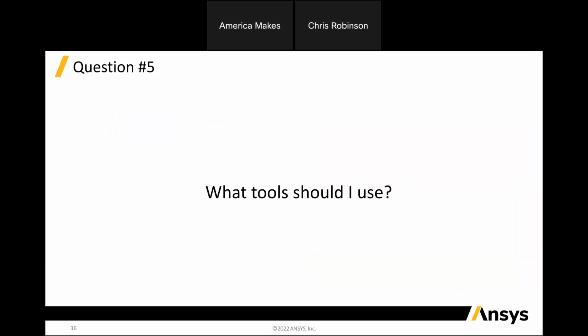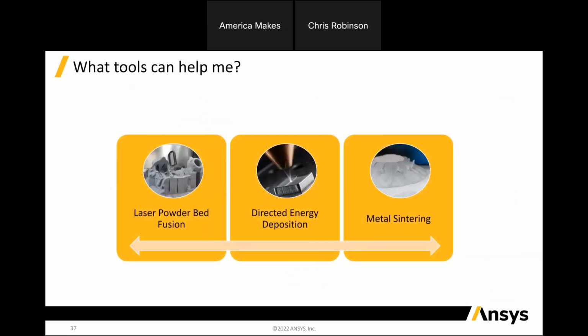So what tools should I use? This is kind of a hard question to answer because there are quite a few different tools, and there are a lot of different applications and processes and different things that you need to direct at. First and most obvious answer to that question is, if you're doing laser powder bed fusion, use our powder bed fusion module. If you're doing directed energy deposition, go to the DED module. If you're doing binder jet sintering, go to the metal sintering module. We have these tools out there and available.